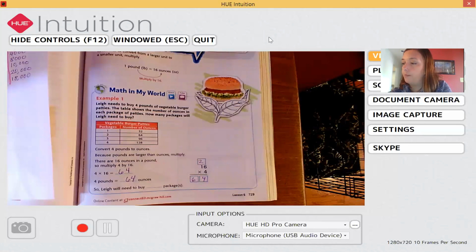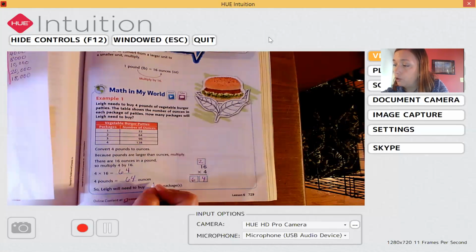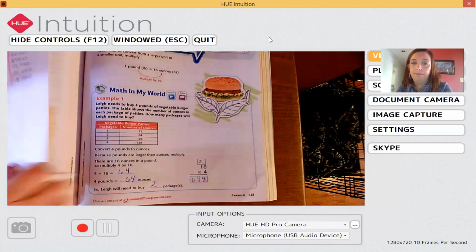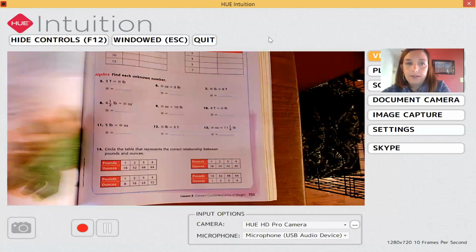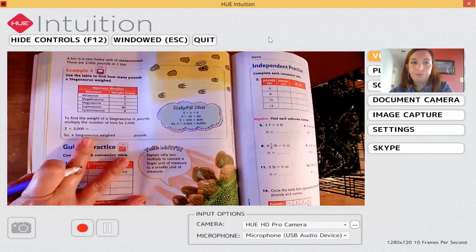So I'm gonna look back up at the packaging and I see that 2 packages is 64 ounces. So that means that Lee is gonna need to buy 2 packages. So I'm gonna write 2 packages, okay? I'm gonna go ahead and take us over to example 2.